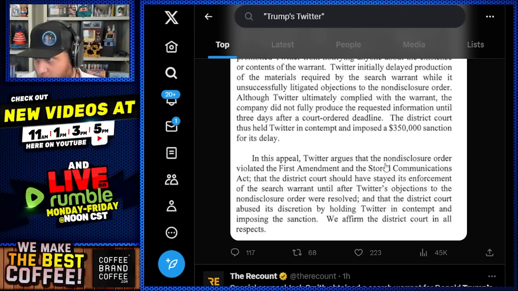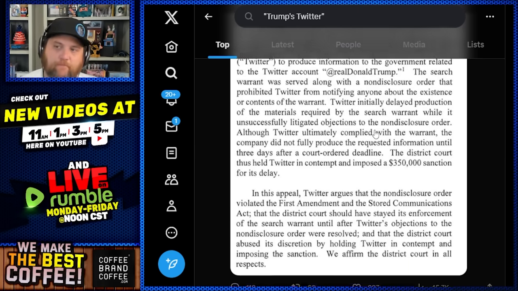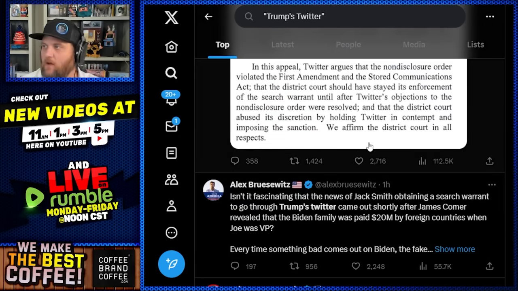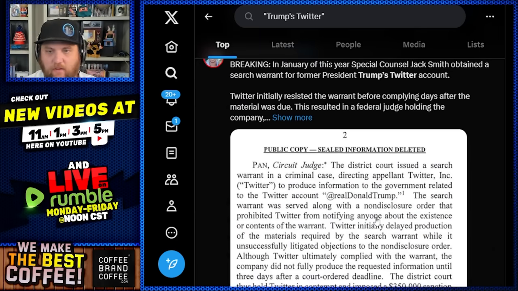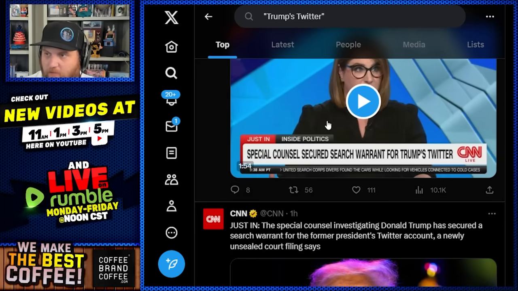In this appeal, Twitter argues that the non-disclosure order violated the First Amendment and Stored Communications Act, that the district court should have stayed its enforcement of the search warrant until after Twitter's objections to the non-disclosure order were resolved, and that the district court abused its discretion by holding Twitter in contempt and imposing the sanction. We affirm the district court in all respects, of course. So essentially, Twitter said, bro, we're not giving you access to this. We think it's a violation of his First Amendment rights.